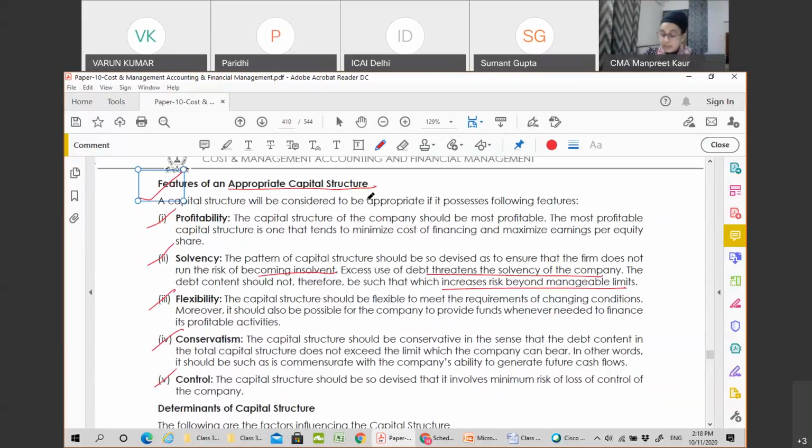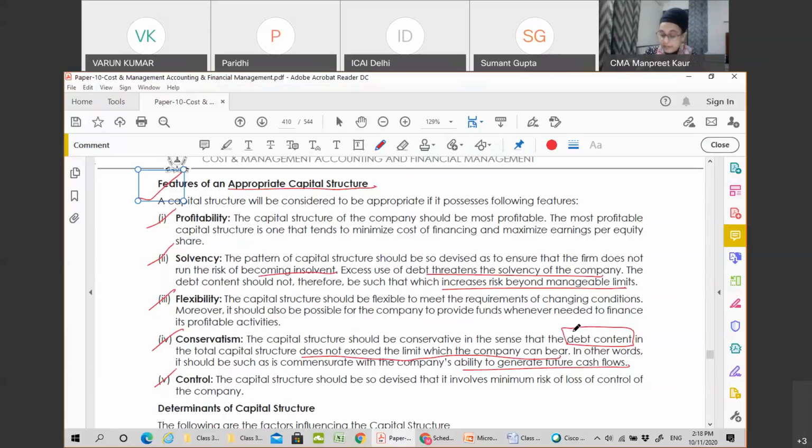कंजर्वेटिज्म. Conservatism means that total capital structure does not exceed the limit which the company can bear, or we can say it has the ability to generate the future cash flows. Conservatism in the sense that debt content should be, जो कंपनी का डेट कंटेंट है वो ज्यादा ना हो एक लिमिट से. दैट इज द कंजर्वेटिज्म.